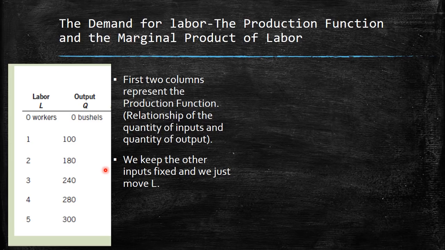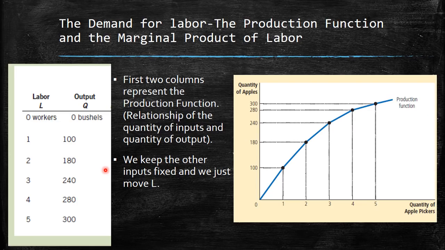Here it is naturally a 2D graph because we don't have more elements. We have the quantity of apples measured in bushels here, and here we just match them. So for example, one worker will bring 100, two will bring 180, and so on and so forth.